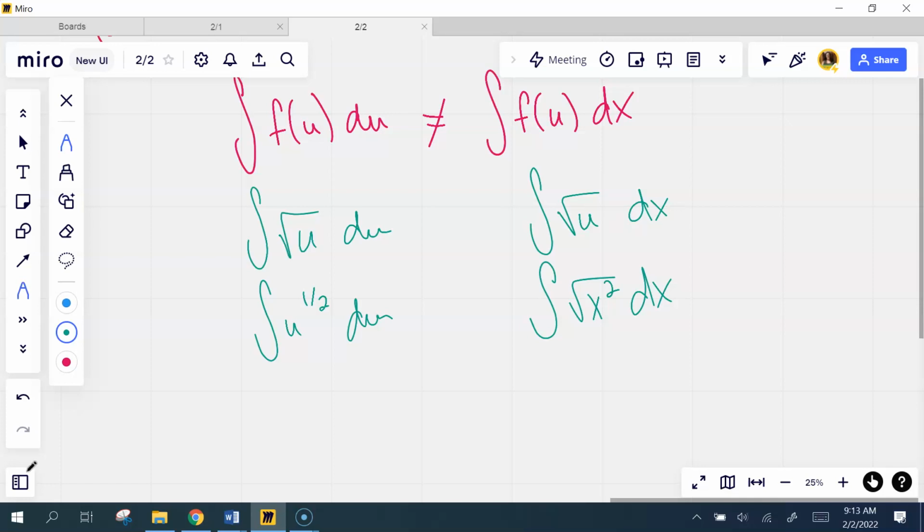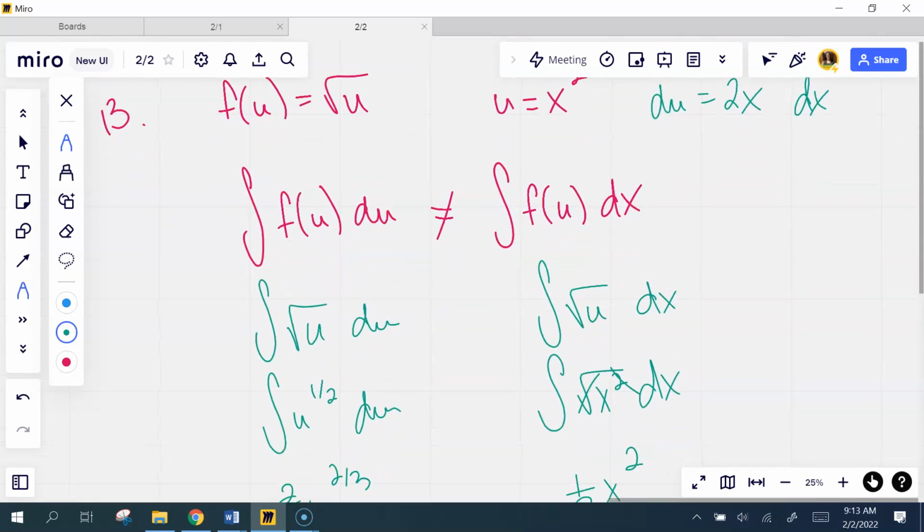So here, what's the antiderivative there? And what's the derivative here? If these cancel, right, that's the antiderivative. Do you agree? And now plug back in.